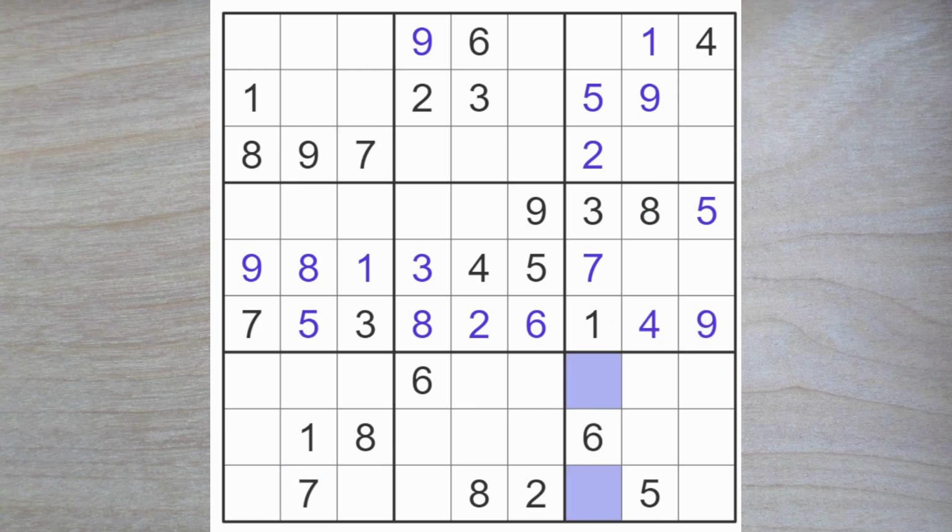These two squares can only be a 4 and a 9 because we have a 4 and a 9 here. Therefore, none of these squares can be a 4 or a 9. Therefore, these must be a 4 and a 9. And therefore, this must be an 8. And by previous logic, this is now a 7, and this is an 8, and this is a 7.